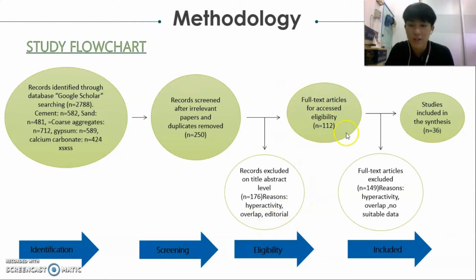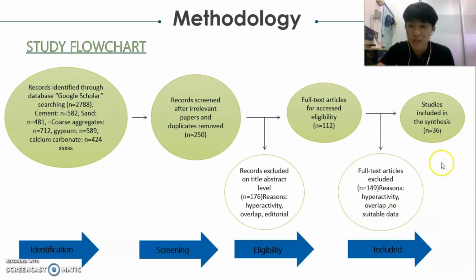The third process of our methodology is eligibility of articles. The suitable and fit articles for our research are obtained by this process. The number of full text articles assessed for eligibility is 112. The number of full text articles excluded is 149, and the reasons are hyperactivity, overlap, and no suitable data.